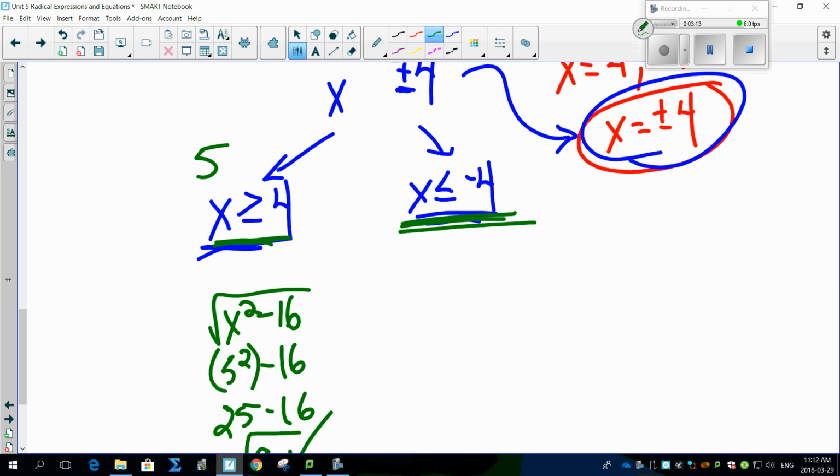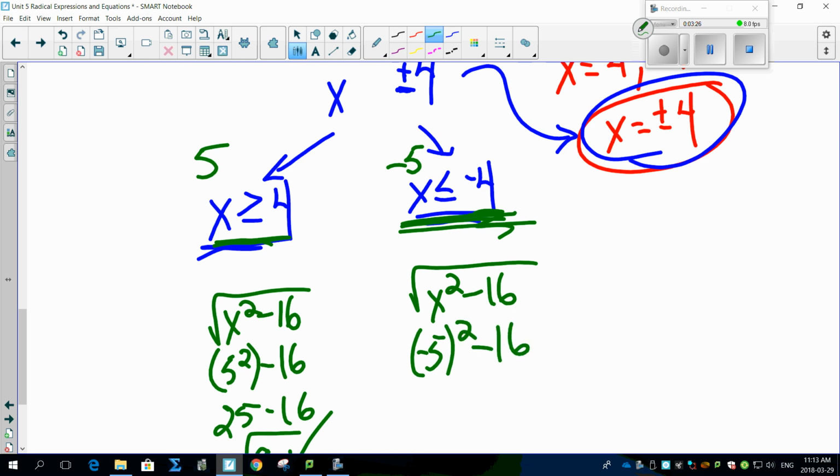Now, look what happens when we do the same thing, but now let's look at negative numbers. A number smaller than negative 4 would be negative 5. And look how this becomes exactly the same kind of question all over again, because you put in negative 5 here and you square it, minus 16. That gives you 25 minus 16, which again is 9, which is square rootable. That works.